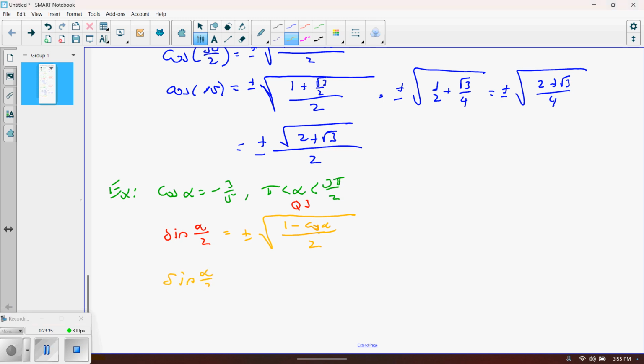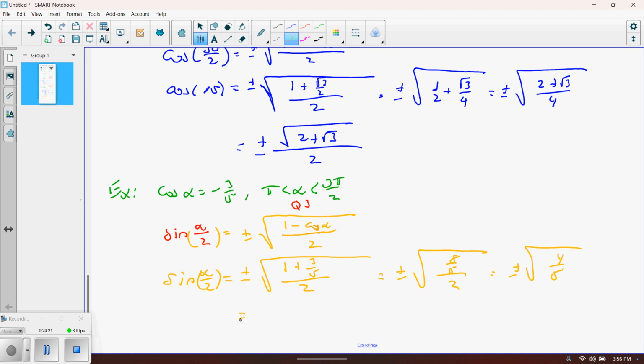So the sine of alpha over 2, put those in parentheses, is going to be plus or minus the square root of 1 minus the -3/5, so plus 3/5, over 2. Okay, let's simplify what we have there. In the numerator, that's 5/5 plus 3/5, so that's 8/5. So we'll have 8/5 divided by 2. Dividing by 2 is multiplying by 1/2. So we get plus or minus the square root of 8/5 times 1/2, which is going to give you 4/5.